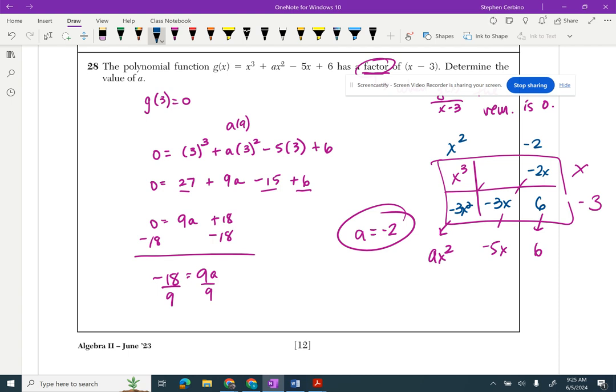But why do all of that work, right? I wouldn't do it this way. I would use the remainder theorem.